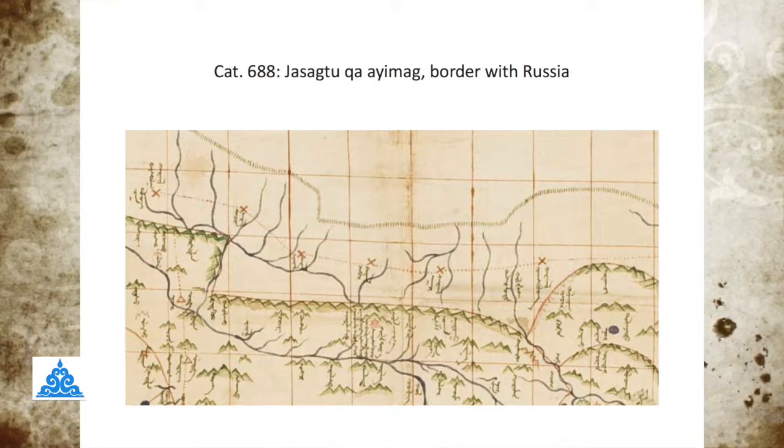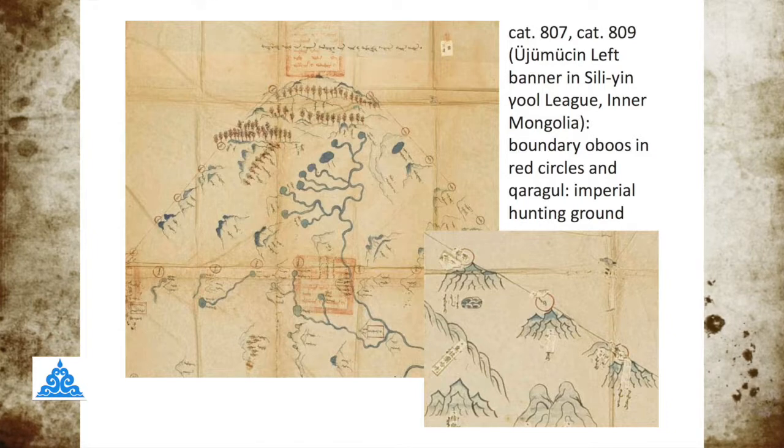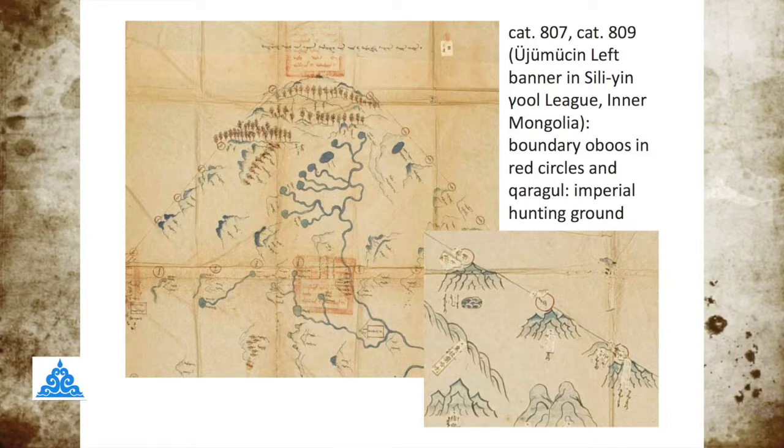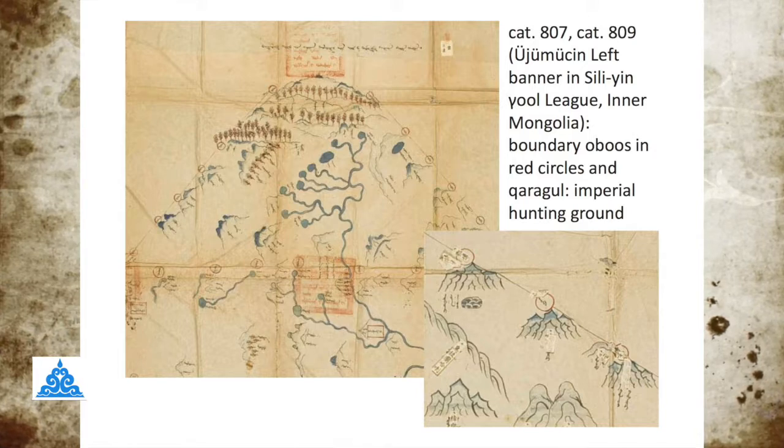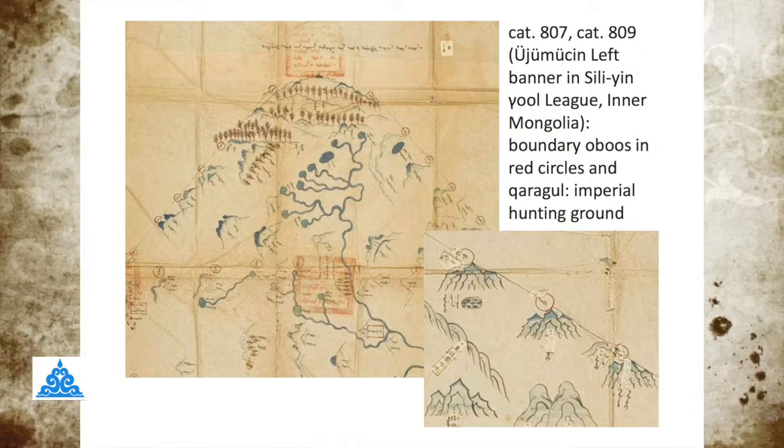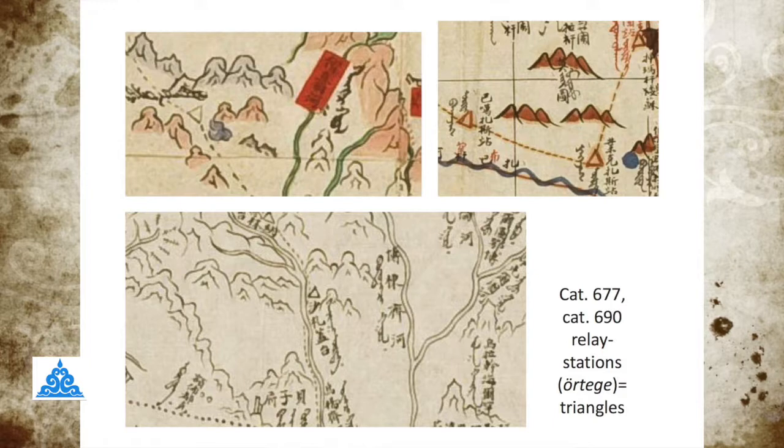Here is a map in Inner Mongolia of the Uzumchin left banner. The oboes: here it's written "Harul," border post, and on the other it's written "oboe." They delimit, and the main difference is that at a border post there was a family, people guarding the boundary, and it delimits an imperial hunting ground inside the banner.